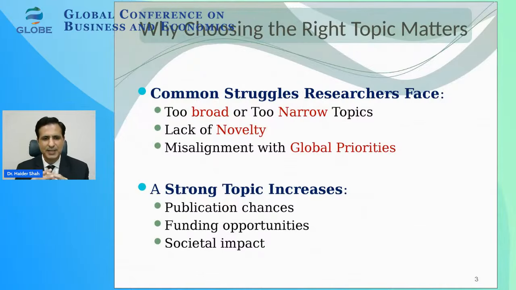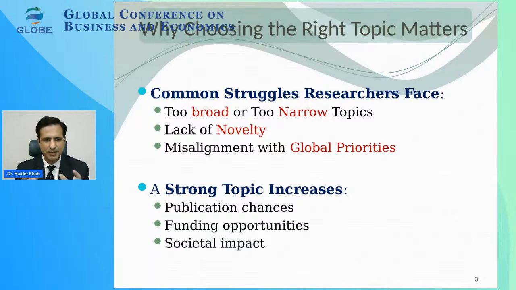The second important thing is the funding opportunity. Funding institutions and agencies look at the topic from the perspective of global priorities. Is it a global priority? Does the problem need a sufficient amount of investigation? Should we explore it? Should we fund it? Any topic which is relevant, which is in the trend, and which is aligned with the global priorities, it means that if it is in the global priority, definitely your chances for funding opportunities will increase.